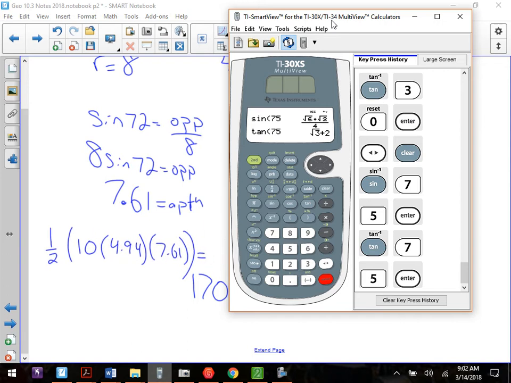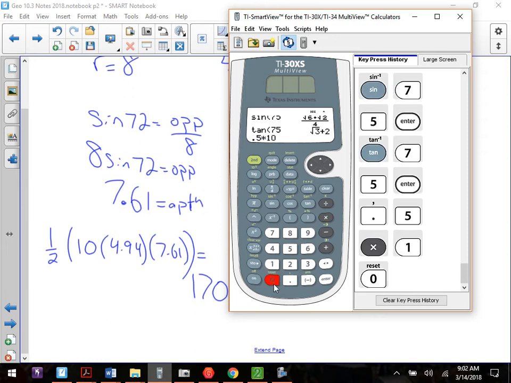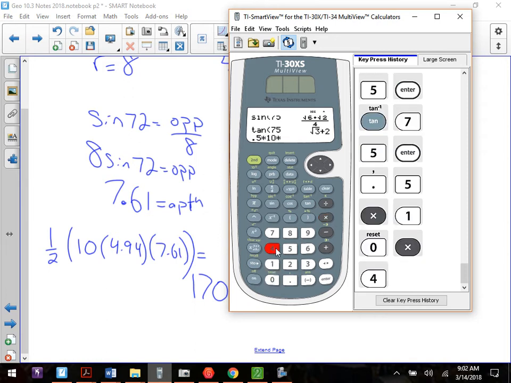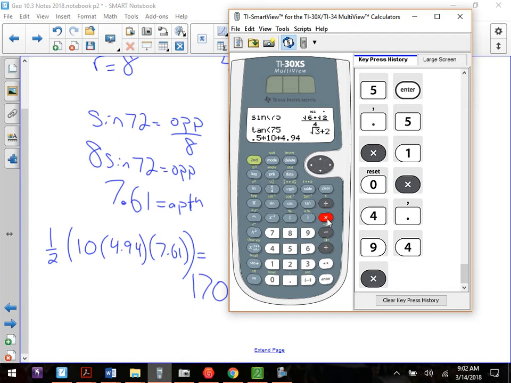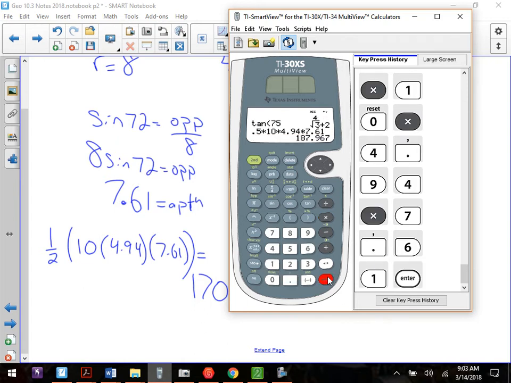You had all those values? Let's see here. 0.5 times 10 times 4.94 times 7.61. 187.967. I don't know. It depends on you. You might have pushed the wrong button.